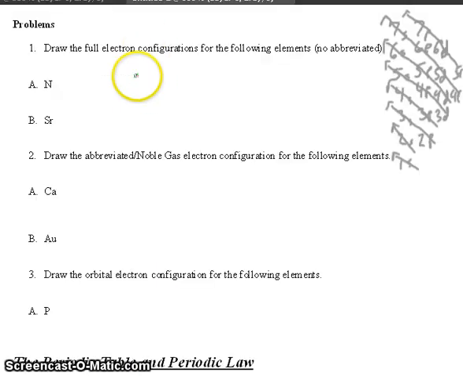So we look at the next part here. We're looking at the full electron configurations for these. I've gone ahead and drawn an Aufbau chart. You'll get one for the exam, and it's not hand-drawn, so it's easier to see what's going on here.